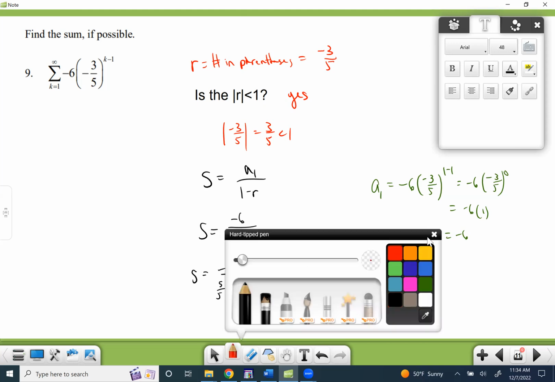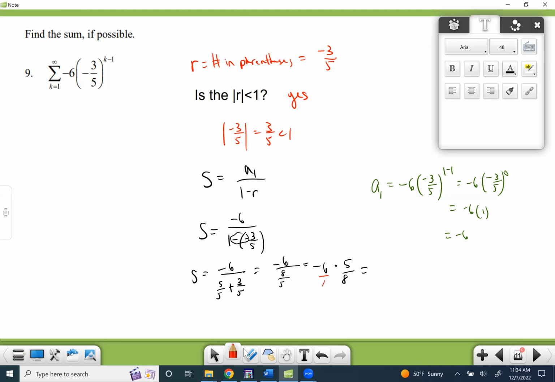And I'm going to put a 1 underneath and then just multiply straight across. So it looks like we got negative 30/8, which Connect Math's not going to take that. Cut everybody in half. There we go. That's going to be the sum. Okay. So it was possible.